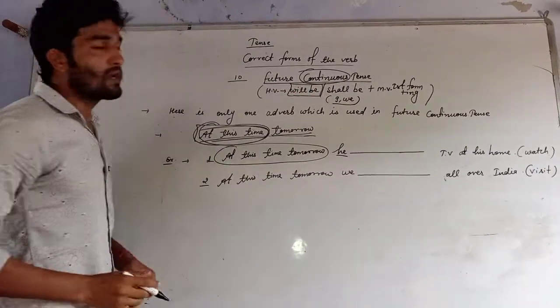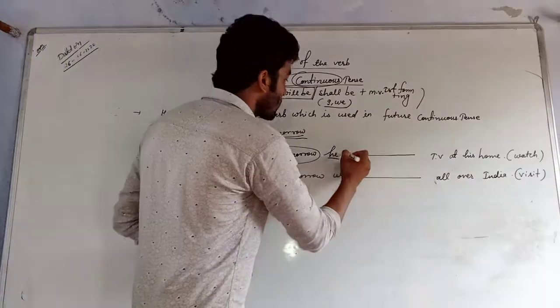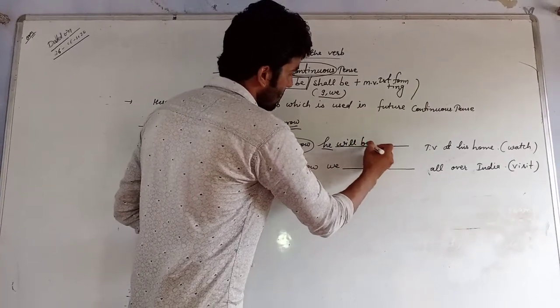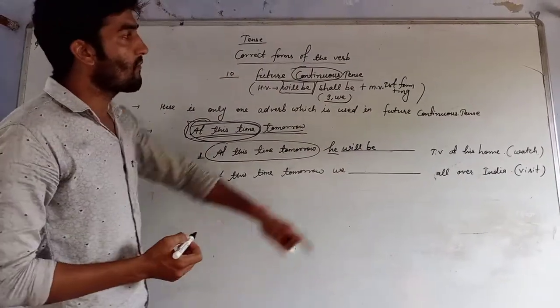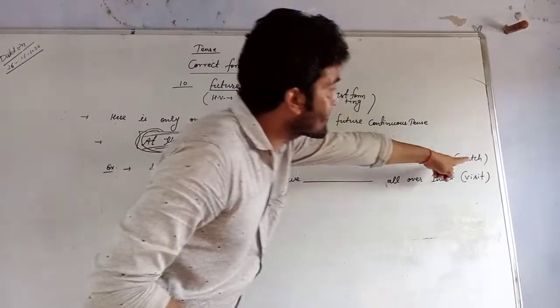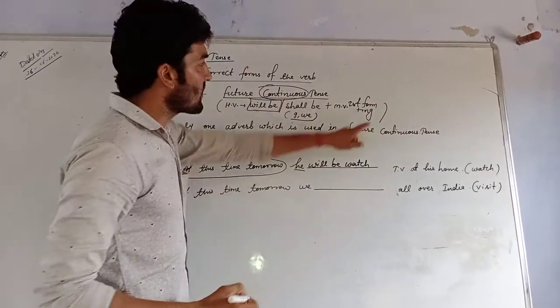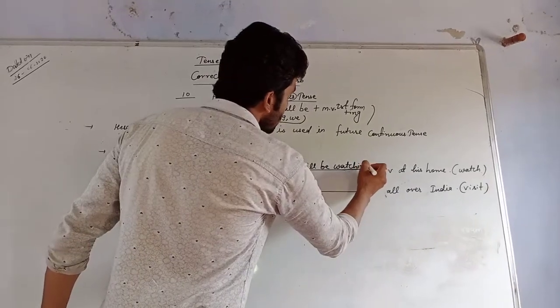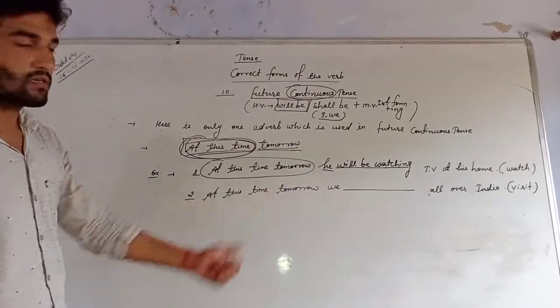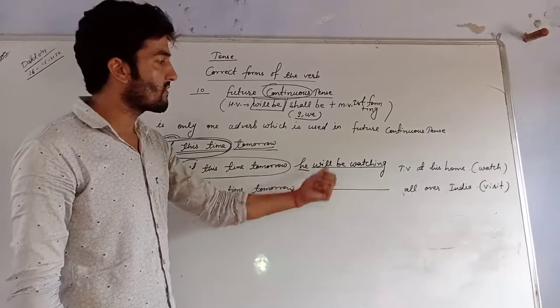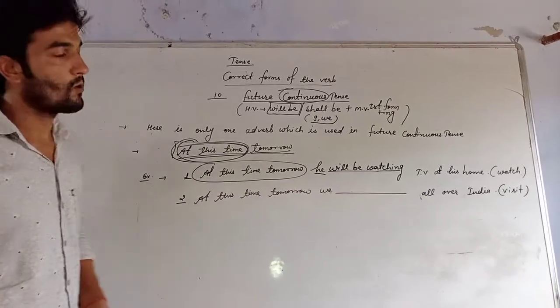With he you have to add will be, and first form of verb. The verb is watch. Put ing with it. So, watching. It comes: at this time tomorrow he will be watching TV at his home.